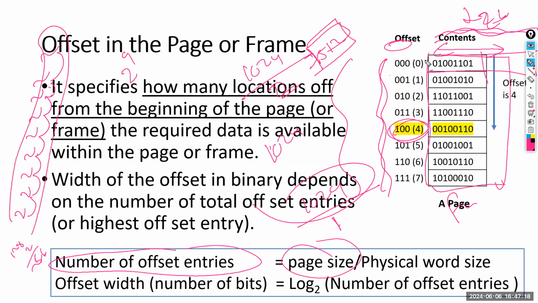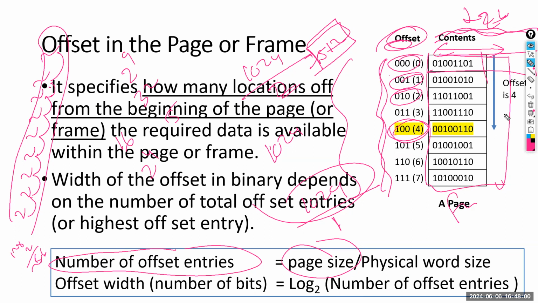If you have 1024 entries, you need 10 bits. If you have 16 entries, you need 4 bits. If you have 32 entries, you need 5 bits to uniquely identify the offset. Mathematically you call it log base 2 of the number, which is just asking which power of 2 is your number of offset entries, because ultimately you need to represent it using binary. So basically what we need to calculate is how many bits are needed to uniquely identify the offset number.